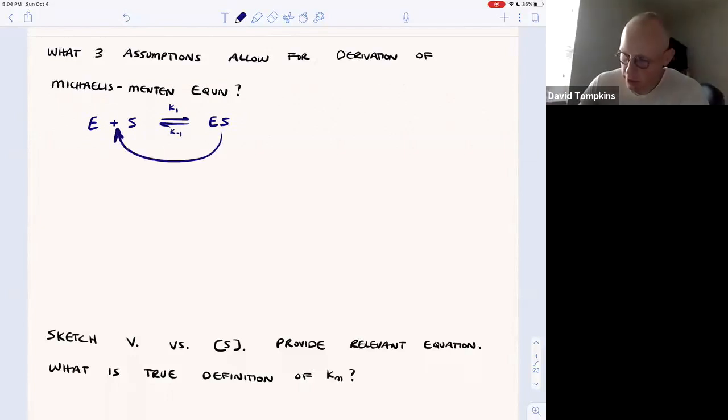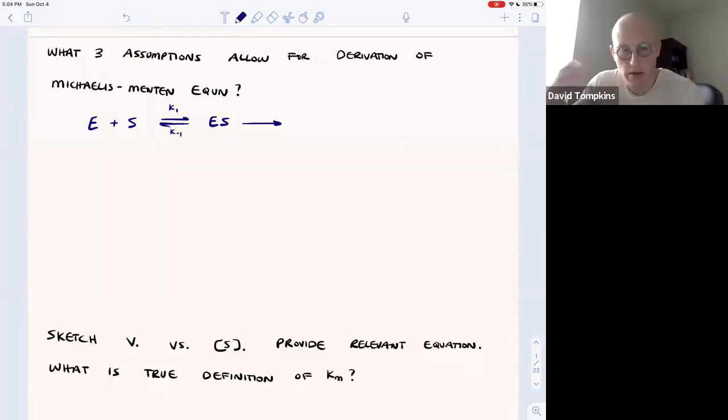And these reach an equilibrium, but then some of the substrates that are bound to the enzyme will go on to successfully make product, and that has a separate rate constant k2. Now, in other equations, I'll write that as k cat, or the catalysis rate constant.